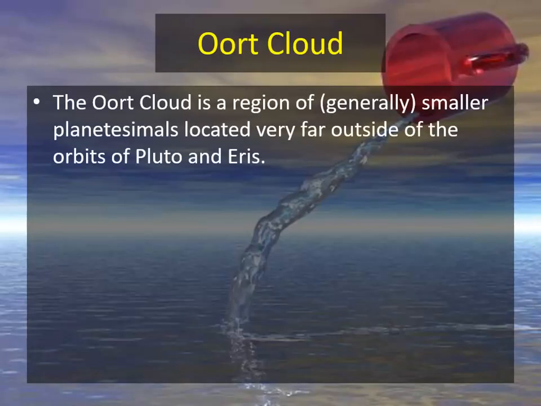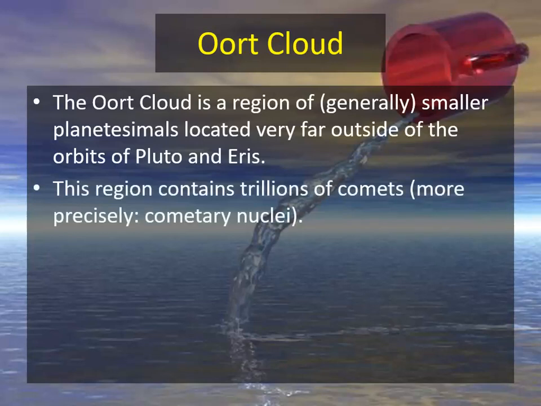Now, the Oort cloud is this region of generally much smaller planetesimals, very far outside of things like Pluto and Eris and stuff like that.